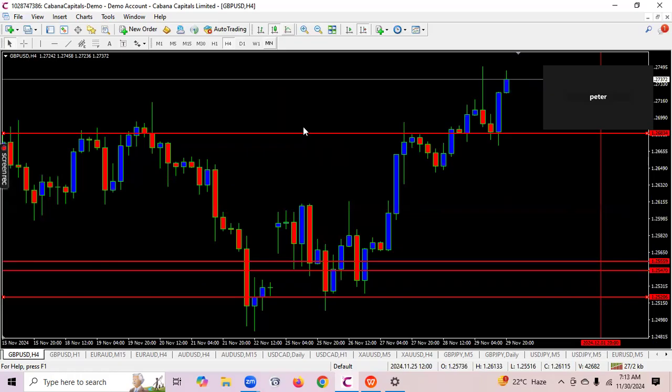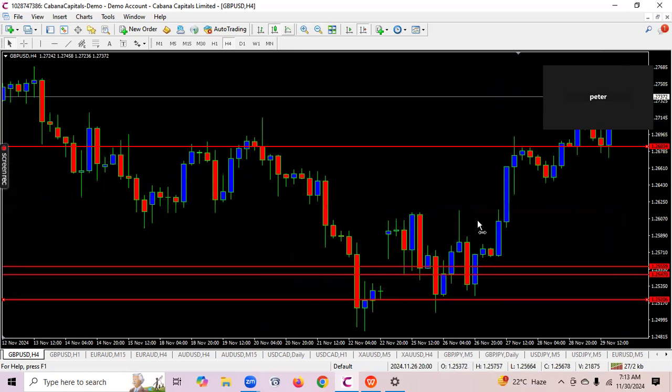So the next pattern is hammer. The next pattern would be, let's look at the hammer candle.